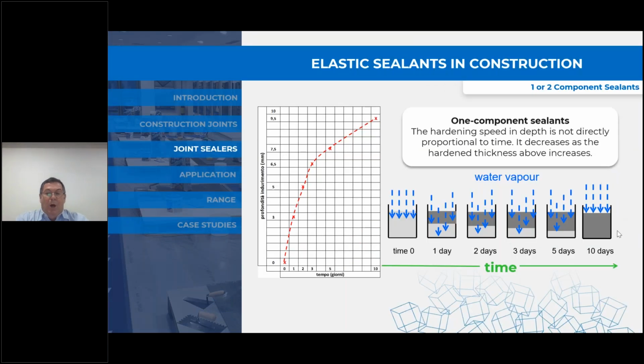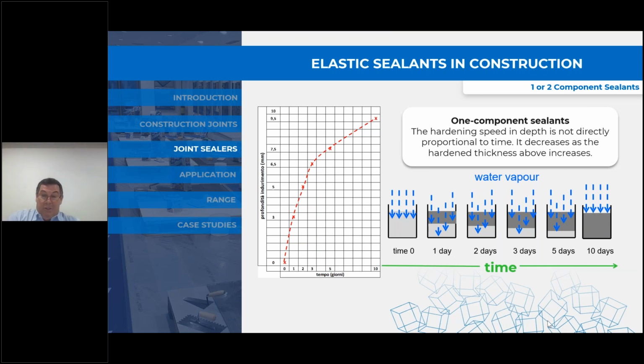When we look at one component sealants, we also need to be very careful about the actual timing and how quickly they do cure. In the first 24 hours, they can seem to cure quite quickly. Some materials will cure up to 3 or 4 millimeters in the first 24 hours, but then only another 2 millimeters in the subsequent 24 hours, and maybe another millimeter in the 24 hours after that.